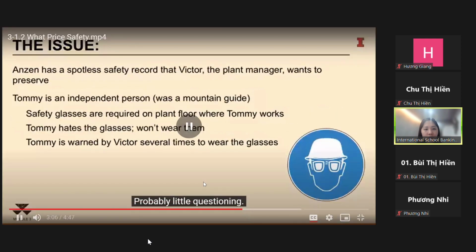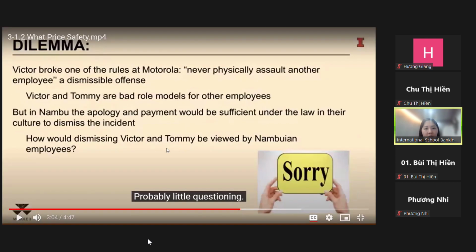So how would dismissing Victor and Tommy be viewed by the Nambian culture and the Nambian employees? The dilemma here is that Victor broke one of the rules at Motorola, never physically assault another employee. So Victor and Tommy become a very bad role model for other employees. According to the code of ethics at Motorola, Victor and Tommy will be fired immediately, no questions asked. However, in Nembu, they have a different moral standard. You don't have to fire anyone. When you do something wrong, you can just apologize and make a payment to compensate for your mistake, and you will be forgiven.